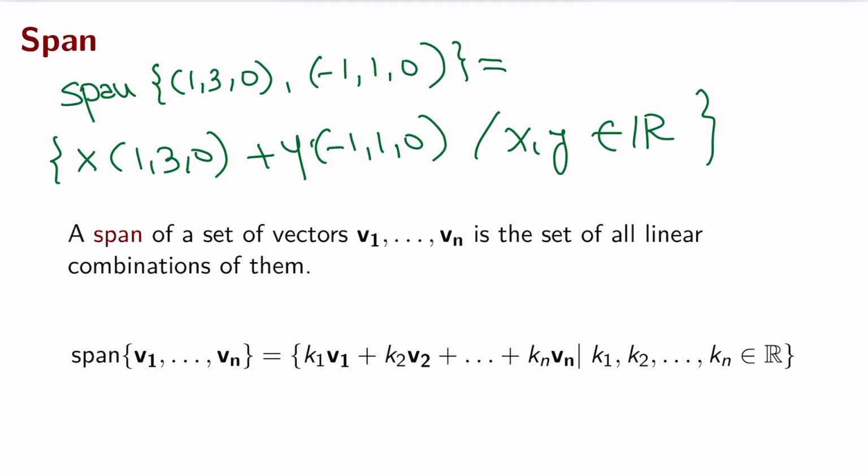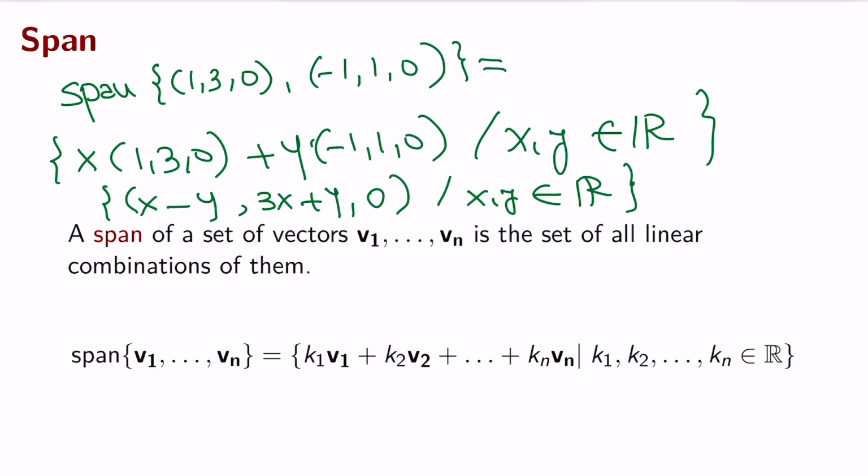So that means that the set spanned by these two vectors will be, by doing the multiplication and the addition, equal to the set of vectors of this form: x minus y, comma, x multiplied by 3, that will be 3x plus y, comma, and here will be 0 plus 0. So the vectors of this form, such that x and y are real numbers. So any vector that is of this form, putting any x and any y number, will belong to the set spanned by these two vectors.